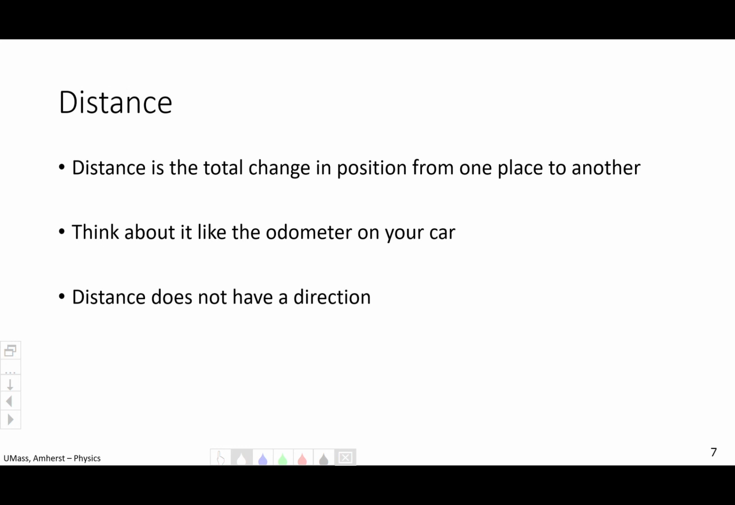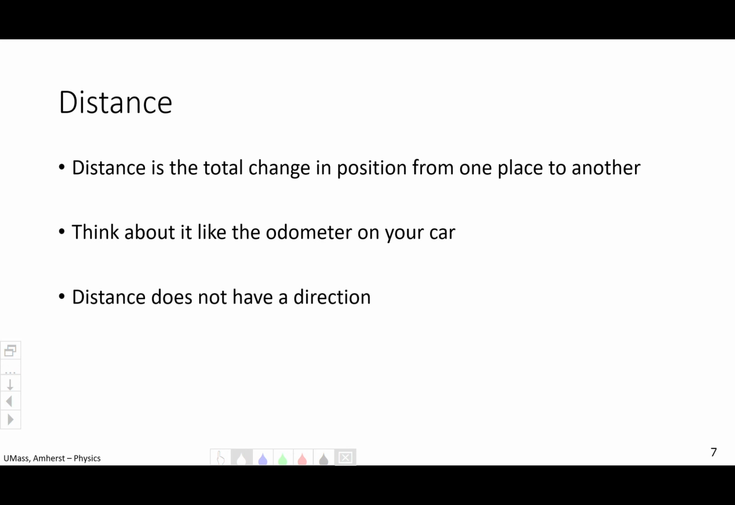All right, one quantity that we need to be aware of is distance. So now that we have identified the position of an object, we need to identify distance of an object that has been in motion or is currently in motion. So distance is defined as the total change in position from one place to another. So if you have an object that starts at a specific position, ends at a different position, that means it moved. So the distance of travel is the final position minus initial position.